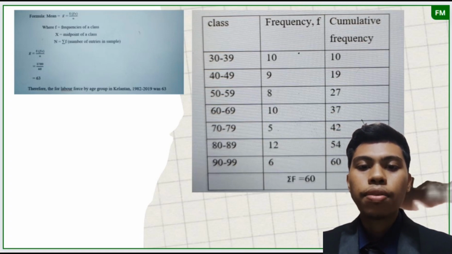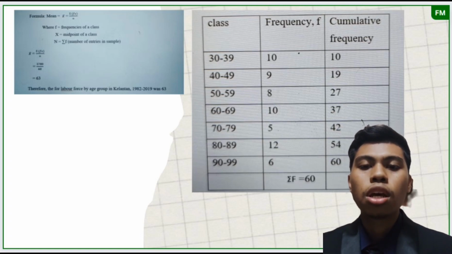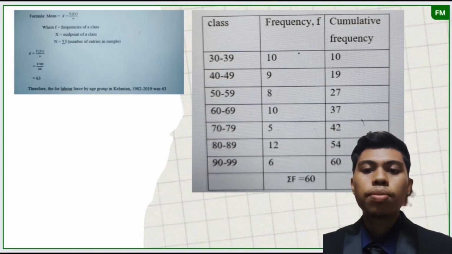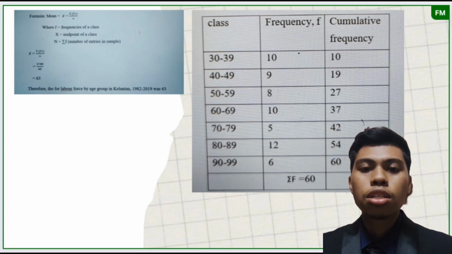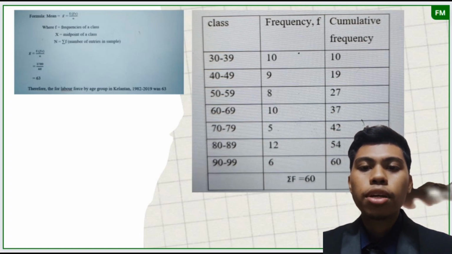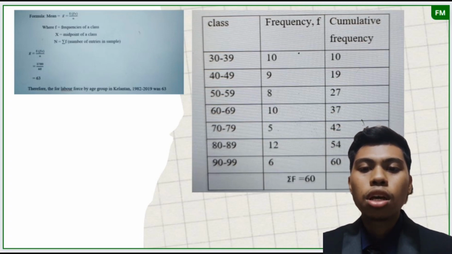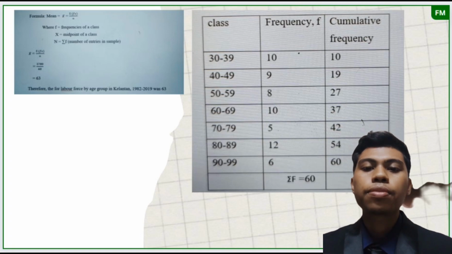The median has 5 steps. Step 1, determine the location of the median class. Step 2, determine the lower class boundary. Step 3, determine the class size. Step 4, determine the class before the median class and the frequency. The last step is to calculate the median with the formula given.